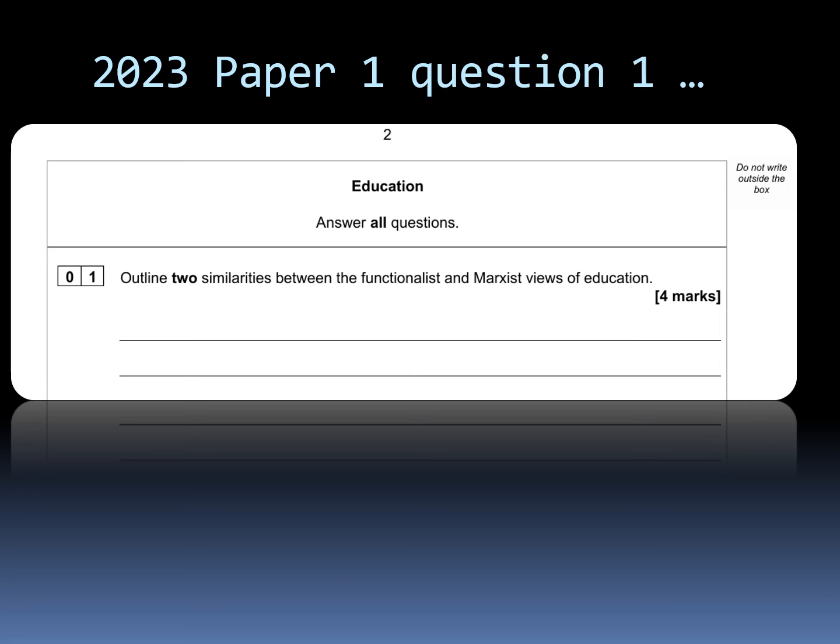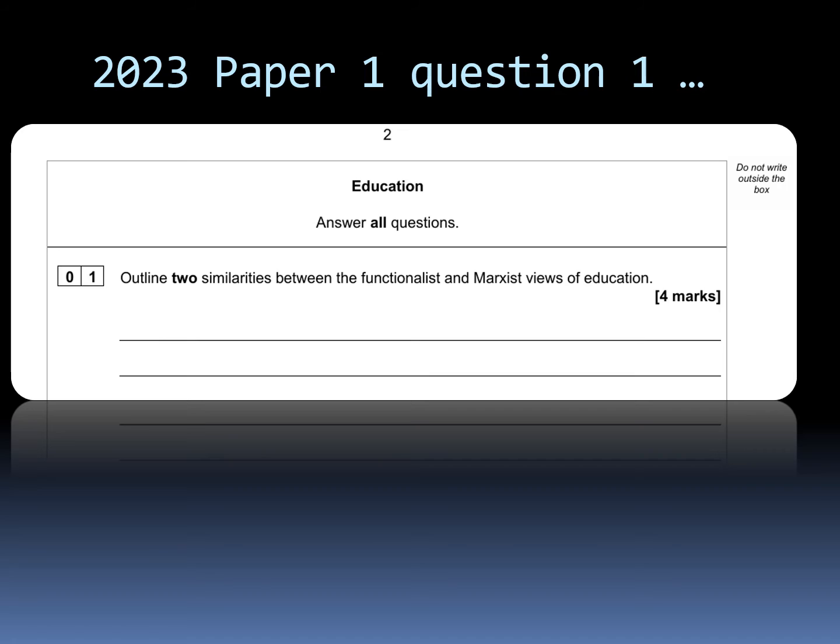So what I would suggest that you do is read the question once, the second time underline the important trigger words, and if required, read it a third time and do some small annotations about the possible similarities, and this will help you organise your thoughts. Now in this question, the trigger words are similarities, functionalist and Marxist in the context of education.